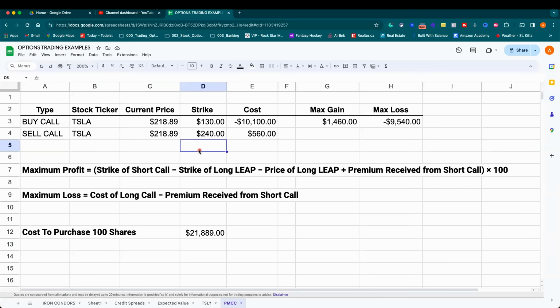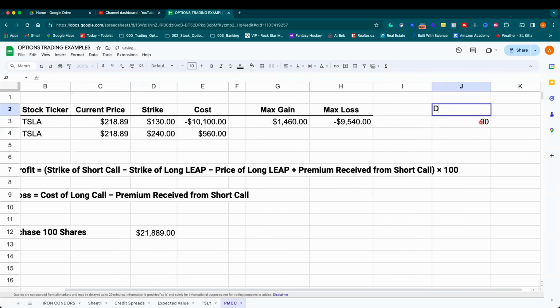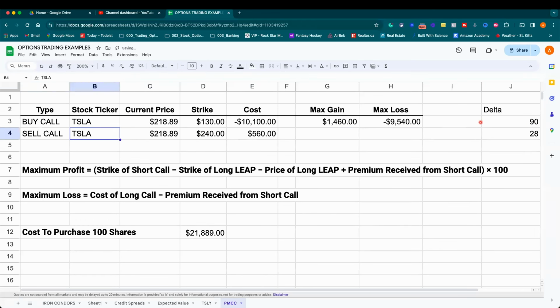So I've preloaded this Google Sheet with a few different things here, starting with the type. We bought the one call option, we sold the other one. Tesla and its current stock price are shown there. And we've got our two strikes in here and the cost associated with each. So when we bought our call option at the 130 strike, remember the delta there is about 90. Let's put a new column in here, delta of 90, and the delta of the other one is around 28, okay?